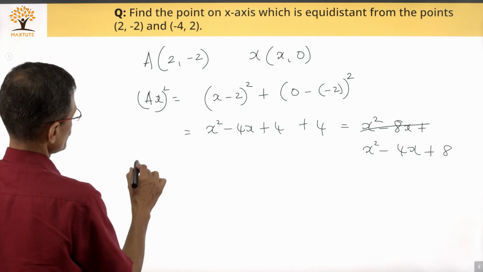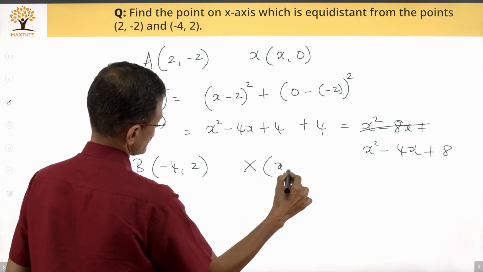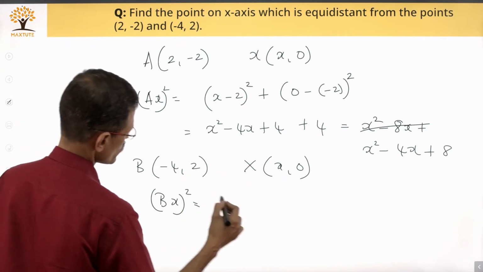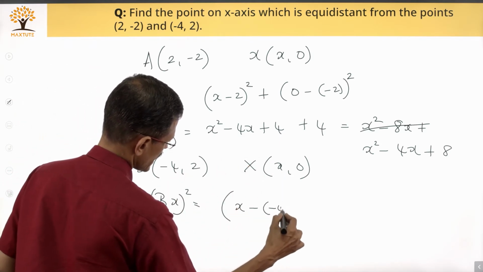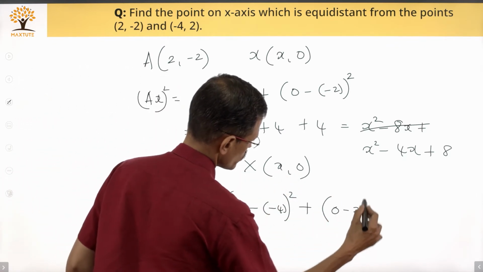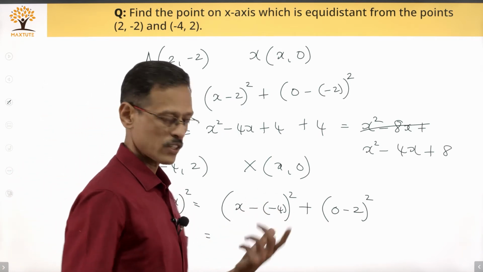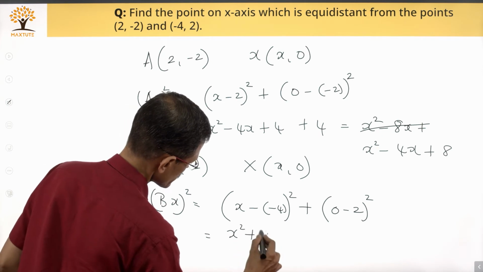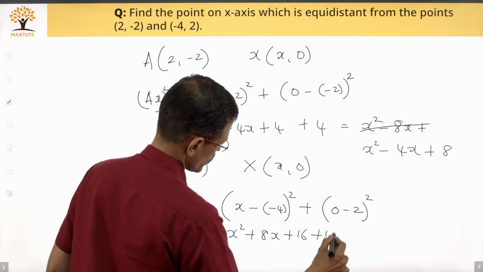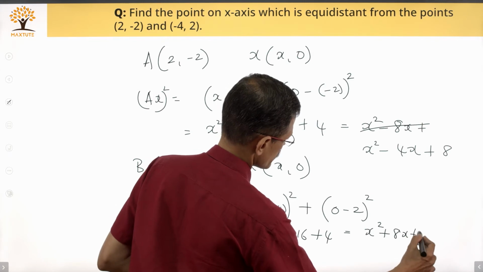Compute the value of BX. Coordinates of point B are (-4, 2). The coordinates of point X are (x, 0). So BX square is equal to (x minus of minus 4) the whole square plus (0 minus 2) the whole square. Expanding this, x minus of minus 4 is x plus 4. So it's x square plus 8x plus 16, plus (minus 2) whole square, which is 4. So BX square will be equal to x square plus 8x plus 20, right?